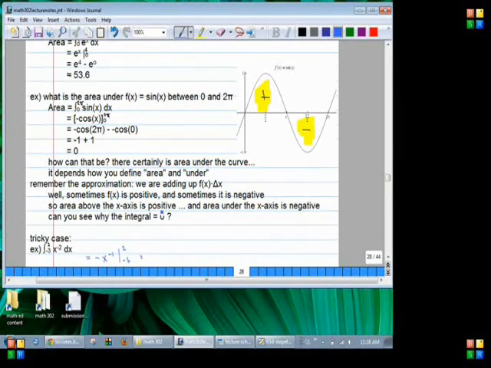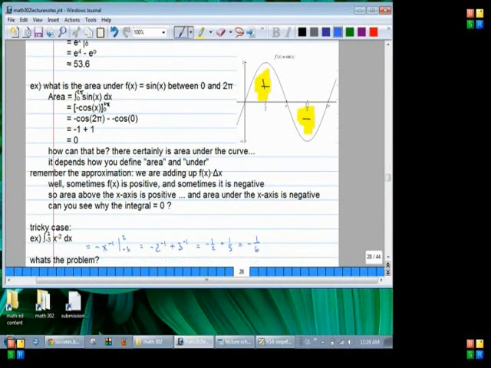And that gives you, let's see, if I plug in 2, I get negative 2 to the negative 1 minus a negative 3 to the negative 1. So this is negative a half plus a third. So that's just negative 1/6. So if I just did this using standard techniques, I would get negative 1/6. Okay, great. What's the problem?